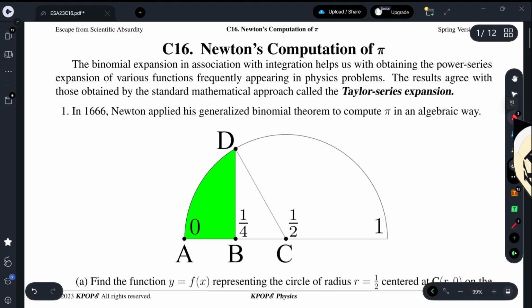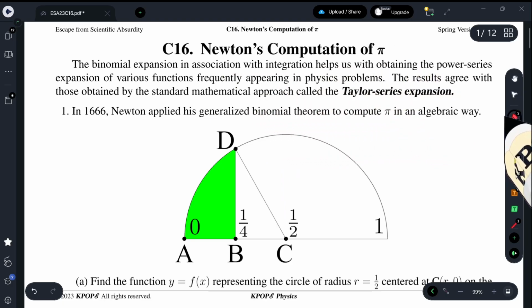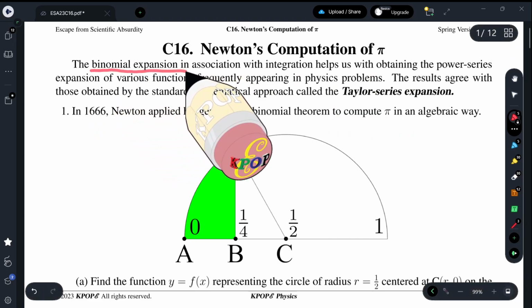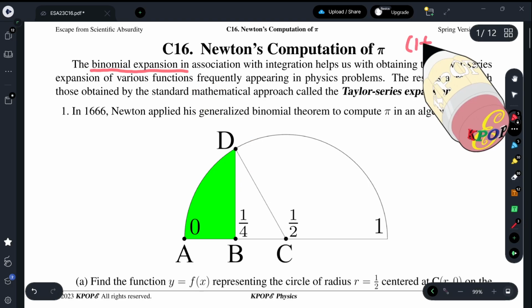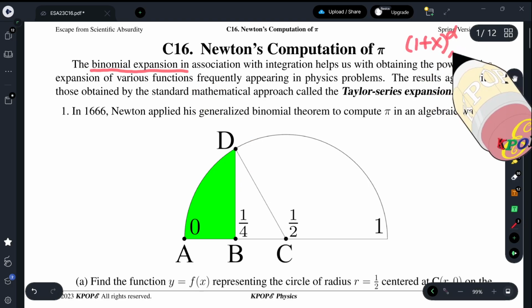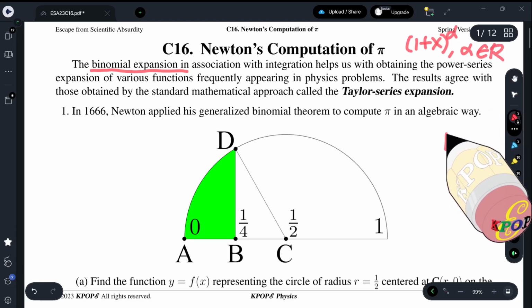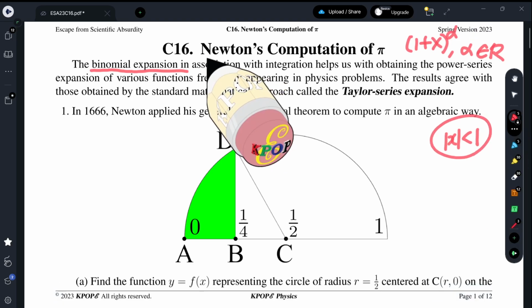We study C16, Newton's computation of pi. We are ready to study this because we are equipped with the binomial expansion generalized to include the power (1 plus x) to the alpha, where alpha is an arbitrary real number and the absolute value of x is less than 1. That is generalized by Newton.